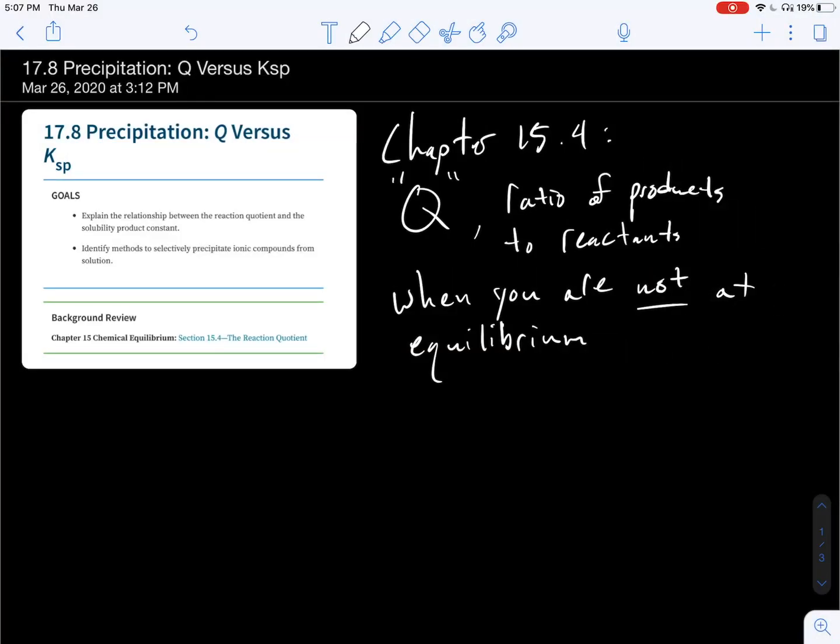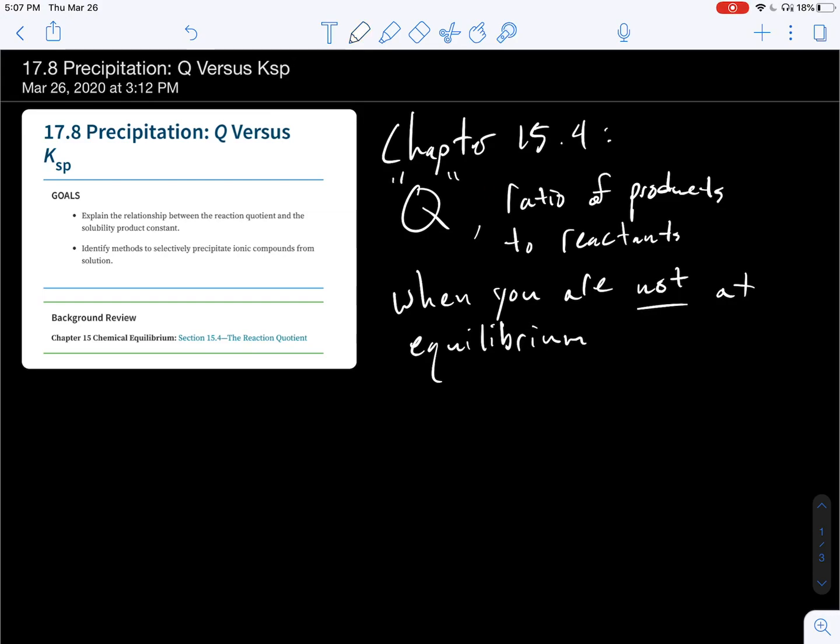Welcome back, class, to section 17.8, entitled Precipitation, Q versus KSP. So similarly to what we were doing in chapter 15, we were looking at Q, a situation where there's a ratio of products and reactants when you are not at equilibrium quite yet. So we can use this value and compare it to K to predict which way the reaction would go.